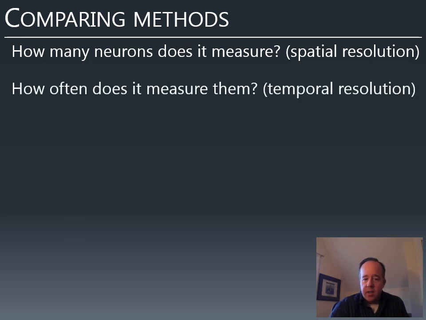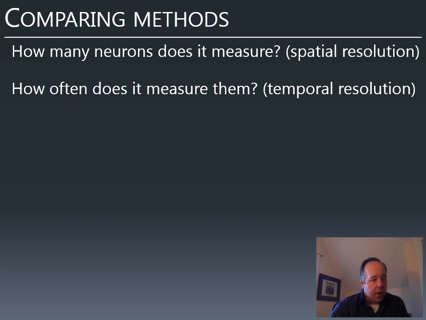Another question you can ask is, how often does this get measured? How often are we measuring neural activity? So something like EEG measures very quickly. Electrophysiology measures very quickly. Very fine temporal resolution. Temporal means having to do with time. So we're measuring very often.